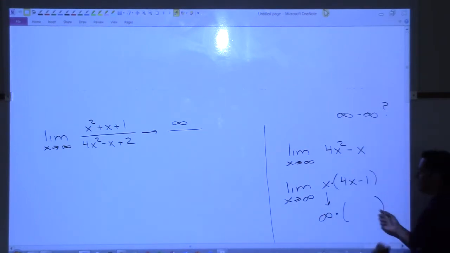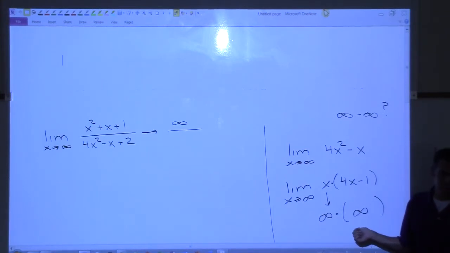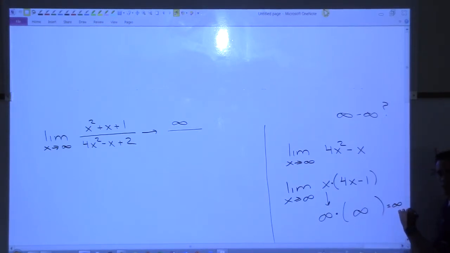Times, now what is this headed to? Infinity minus 1, which is still infinity, right? But now you have infinity times infinity, which means, what's infinity times infinity? A huge number times another huge number should give you a huge number, right? So this is infinite. Do you understand that?